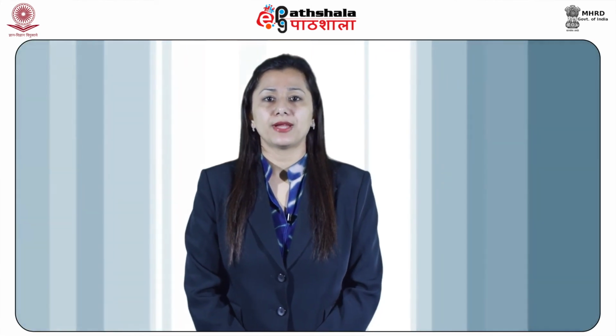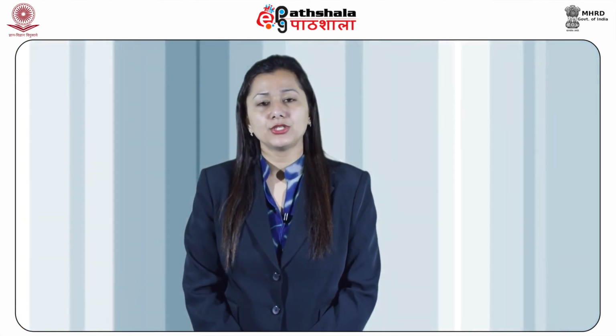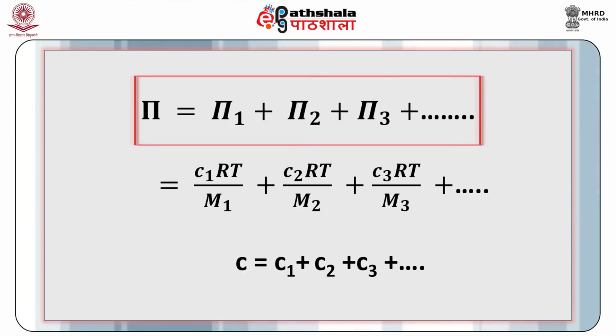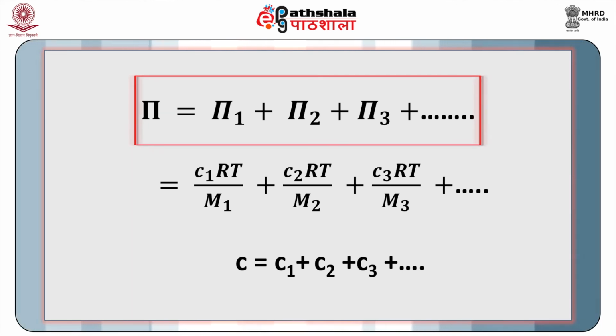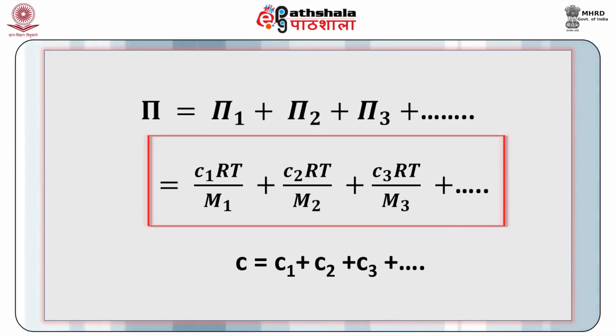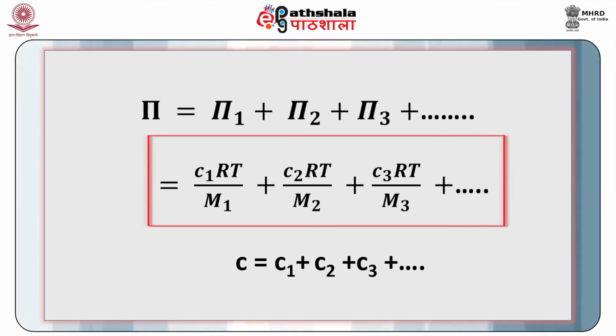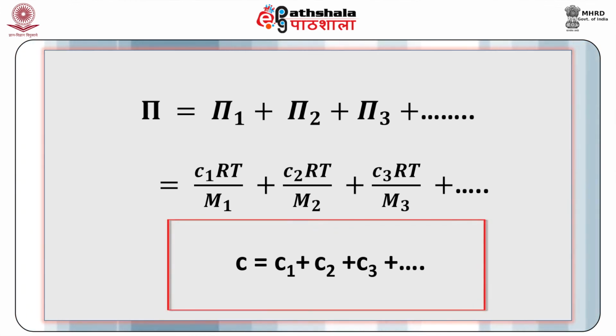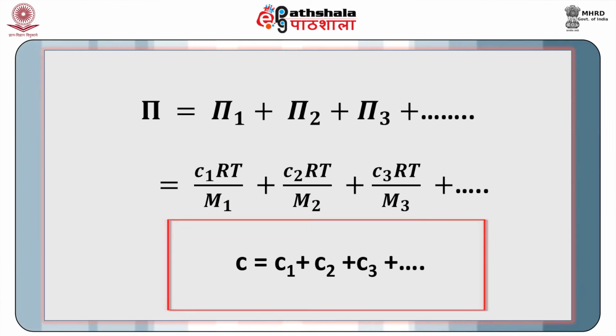Mathematically, osmotic pressure pi consists additively of the partial osmotic pressures pi 1, pi 2, pi 3 and so on for the molecules of different degrees of polymerization 1, 2, 3 and so on. Thus, from equation 12, we have pi equals pi 1 plus pi 2 plus pi 3 plus so on, which can be written as pi equals C1 RT by M1 plus C2 RT by M2 plus C3 RT by M3 plus so on. The same holds for the total concentration, that is C equals C1 plus C2 plus C3 plus so on.